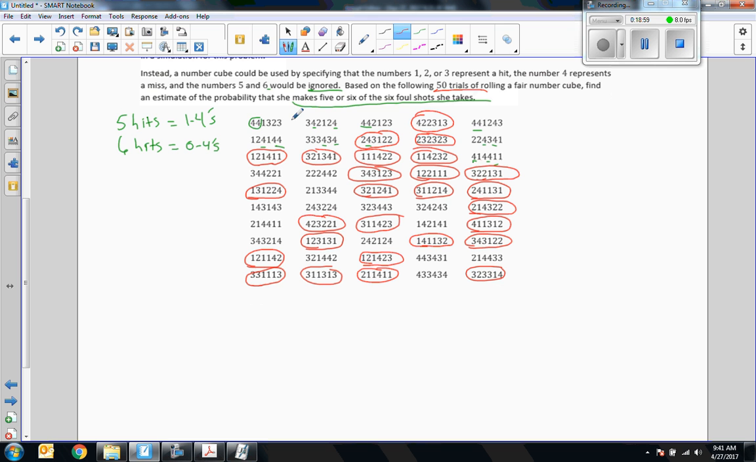Okay, so now what we need to do is count these. There are 50 trials: 10 rows of 5 columns is 50. So now I just need to count the red circles. 1, 2, 3, 4, 5, 6, 7, 8, 9, 10, and so on up to 27 out of 50. That is 0.54.